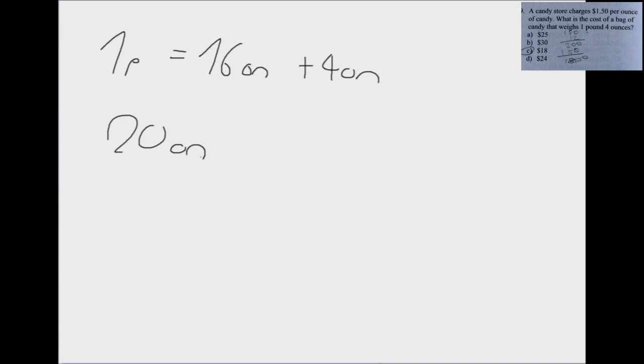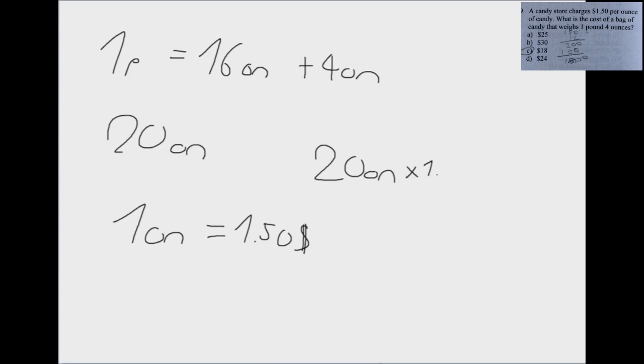And the candy store charges $1.50 per ounce. So 1 ounce is $1.50. And it's pretty clear. We have 20 ounces, and every ounce is $1.50. So we multiply by 1.5, which will be 30.